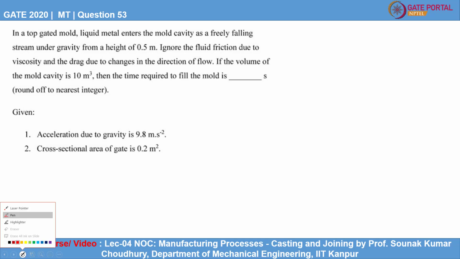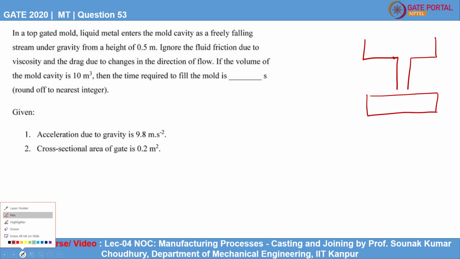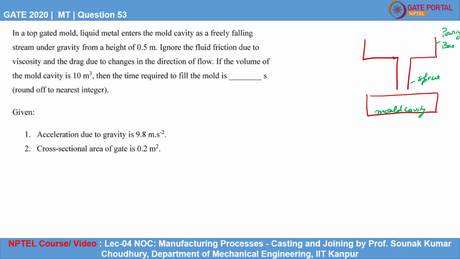Now, since it is given that it is a top-gated mold, I am going to draw a simple mold gating design. Here, this is the mold cavity. This is the sprue and this is the pouring basin. Here it is filled with liquid metal.